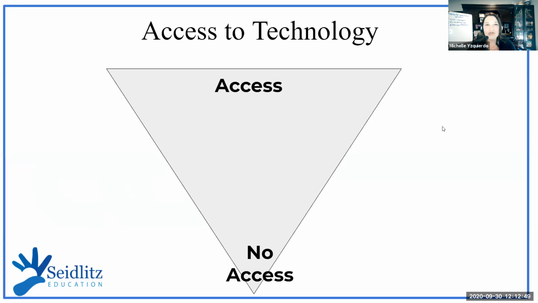So here's a visual that I want to work through with you really quick. At the top, we have our children who have access to tech, the laptop, the iPad, the internet, they have all of it. And at the bottom of my little inverted triangle here is no access.